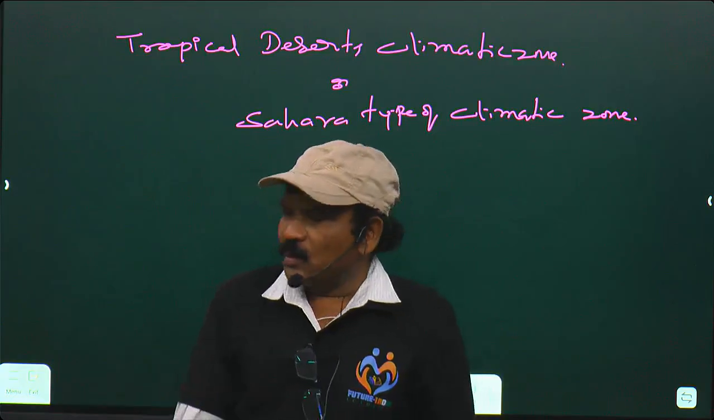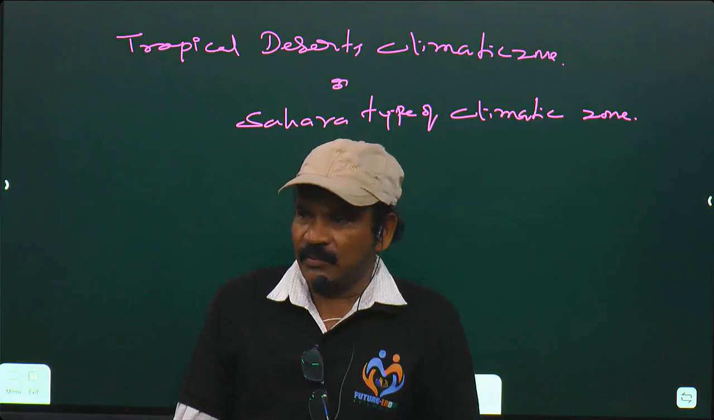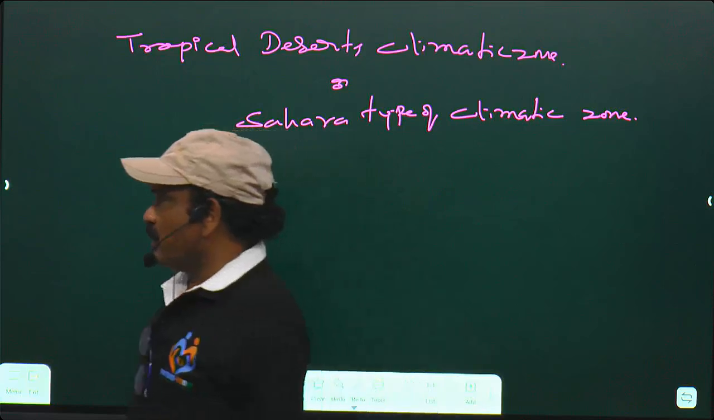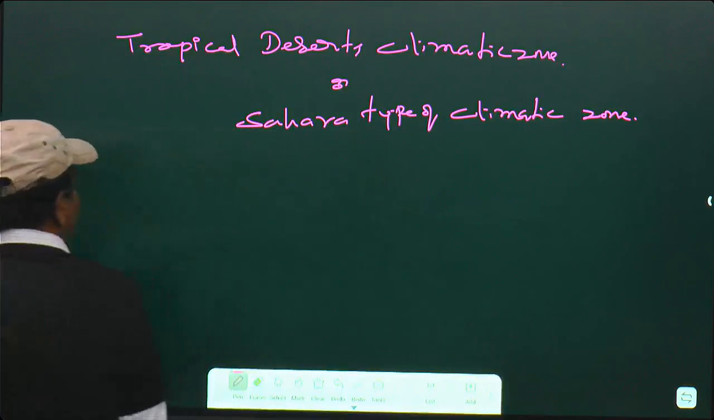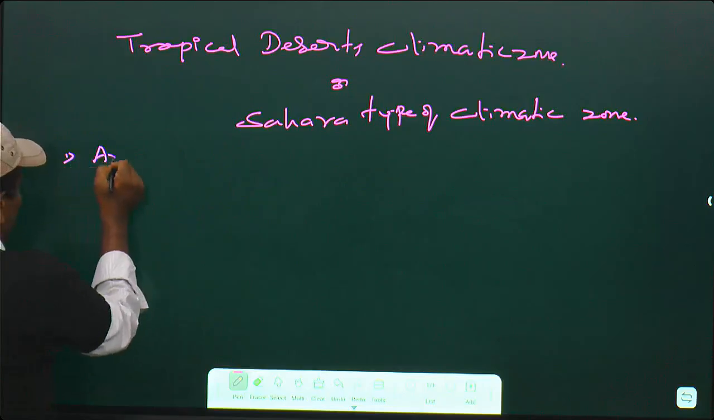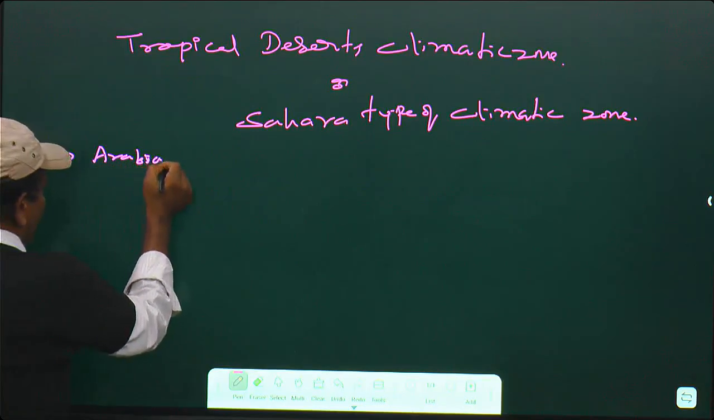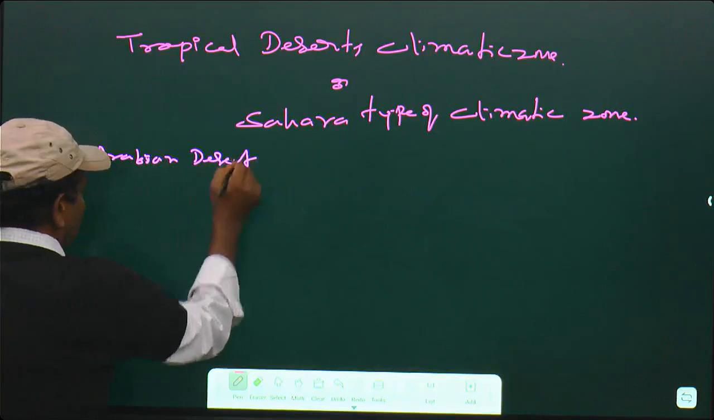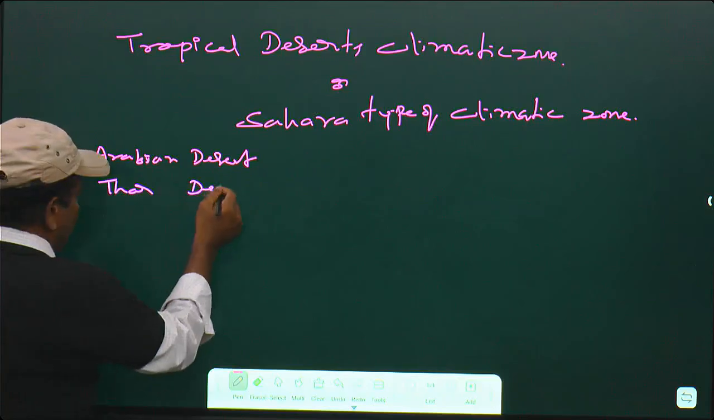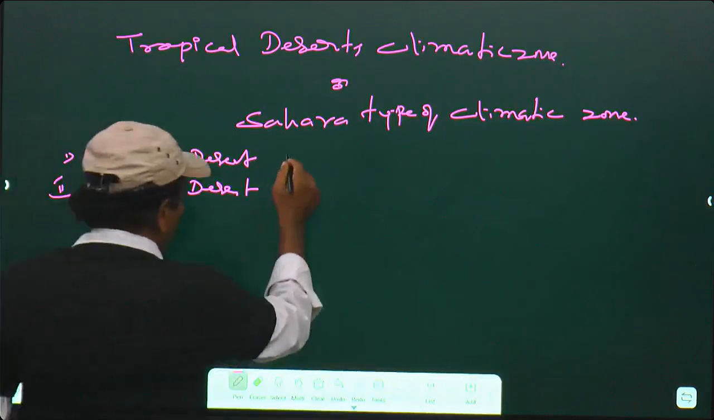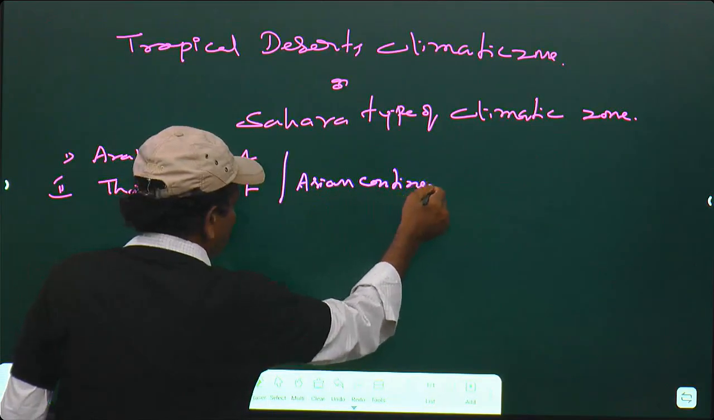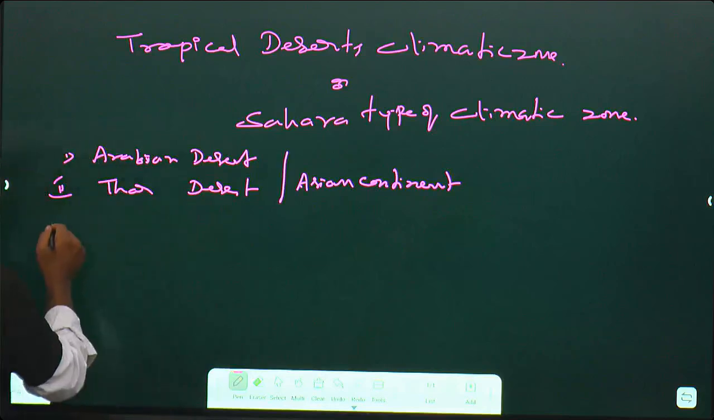Today, the tropical deserts climatic zone, or Sahara type of climatic zone. Throughout the world, we can observe 8 tropical deserts. One is the Arabian Desert. The second one is the Thar Desert. These two are in the Asian continent.